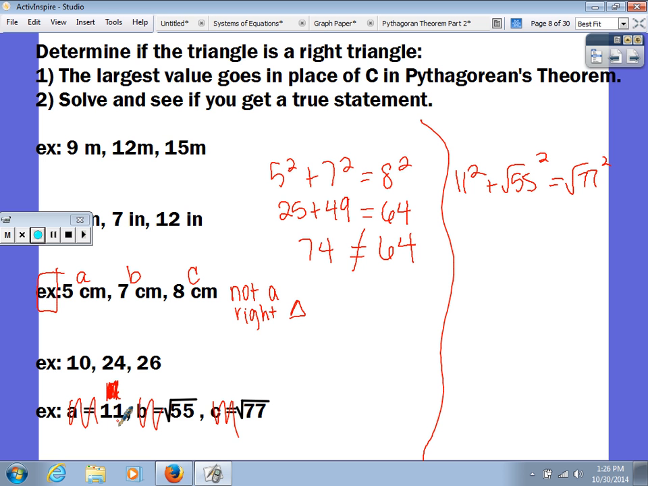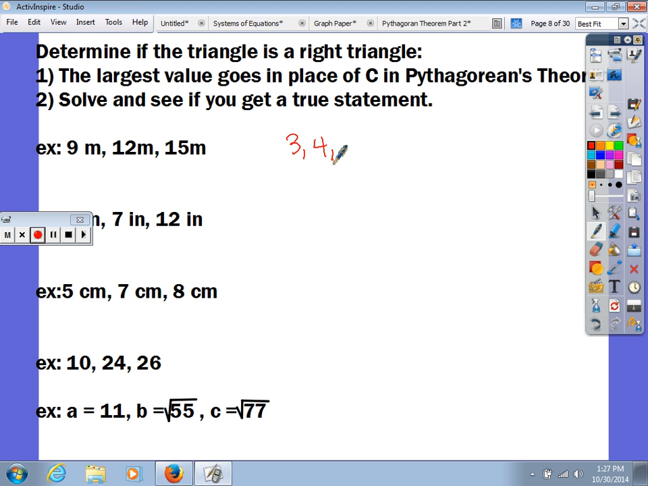Okay, so 11 squared is 121, and we talked about in class how the square root of 55 squared is just plain old 55. It cancels each other out. Just like the square root of 77 squared is going to be 77. And it's very simple to see from here that obviously 121 plus 55 will not equal 77, so it's not a right triangle. Okay? Now let me show you one that will work actually, that way you can see what it should look like if it does work.